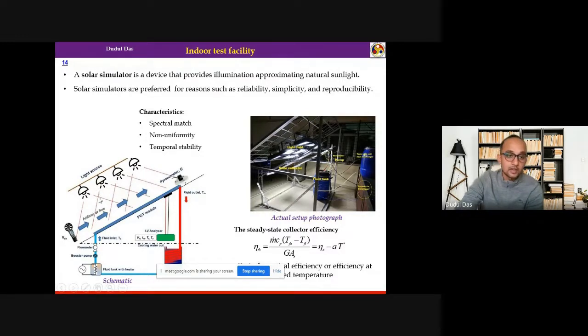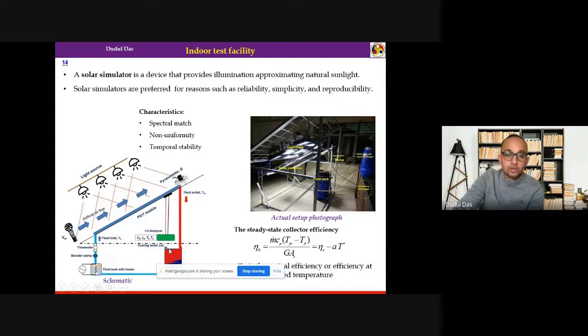From this light source, light falls onto the collector surface. This is the collector, and this is how the fluids are flowing. We also use the IV analyzer even in the indoor setup to get the different electrical parameters of the PV modules. And to get the thermal efficiency measurement, we measured the fluid outlet temperature and inlet temperature. We also use a fluid tank with a heater so that different inlet temperature conditions can be generated. A flow meter has been used in order to measure the flow rate.